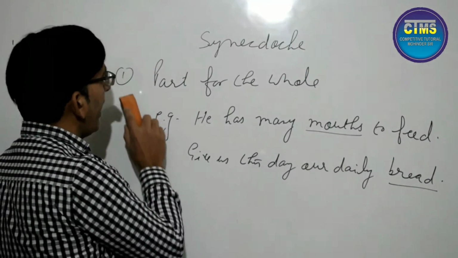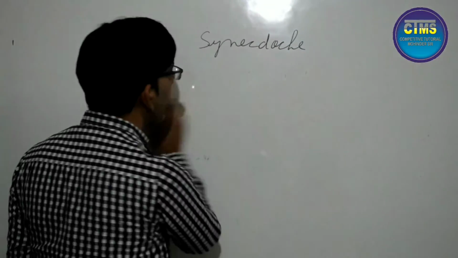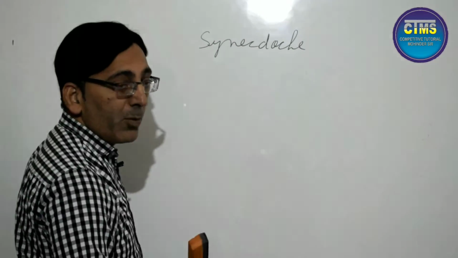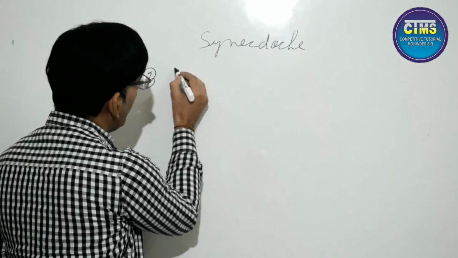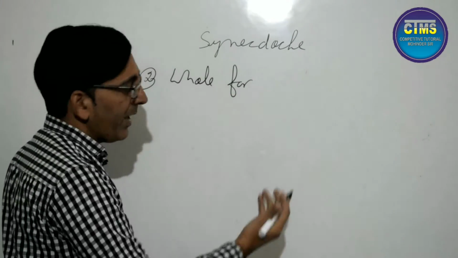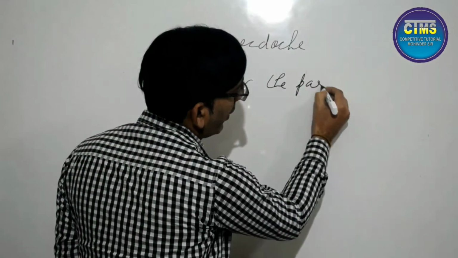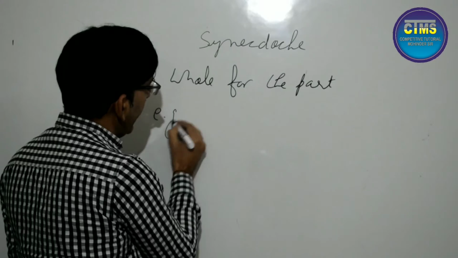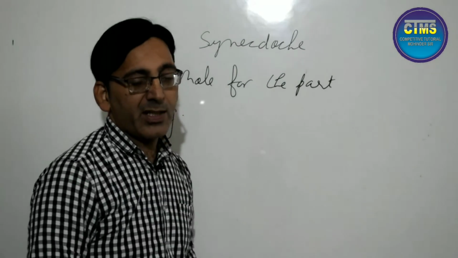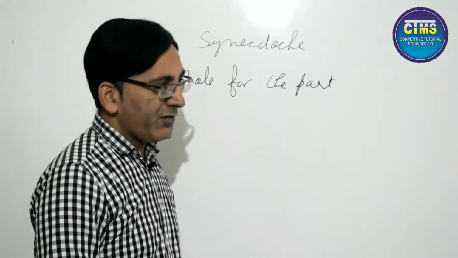Come to the second variety. Now what is the second variety? The second variety is whole for the part. We are normally taught these two varieties of Synecdoche. In this variety of Synecdoche, whole is used for a part. I just want to give you an example.